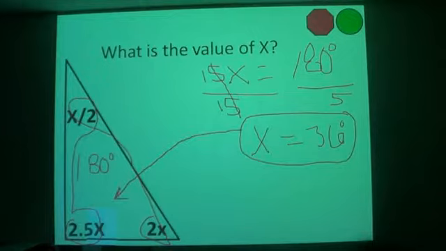So you got 2.5 times 36. You have half of 36, which would be 18, and then you have 2x, which would be 72. So this angle is 72, this angle is 18, and we have 2.5 times 36. That is 90. And so the question is, does that add up to 180 degrees? And it does.